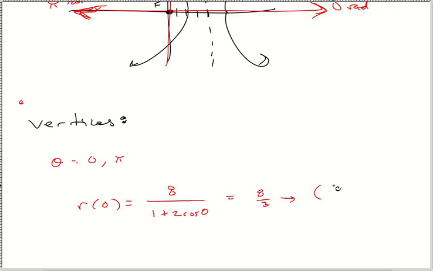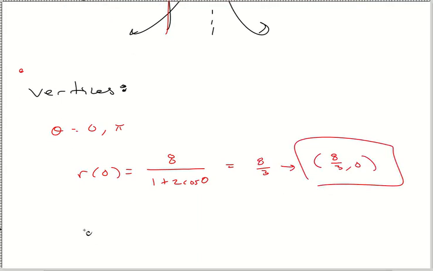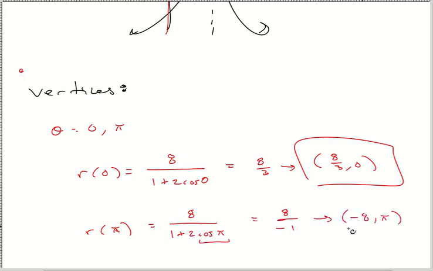Therefore, one of my answers is 8/3, comma 0. That's one of my vertices. The other one, I'm going to plug in pi. Remember, we're going to get a negative number out of this, and that is okay. Remember, I told you that. Cosine of pi is actually -1. So 2 times -1 is -2, plus 1 is -1. So we got 8 over -1, which is just going to be -8, comma pi. See how I got that negative? I backtracked.